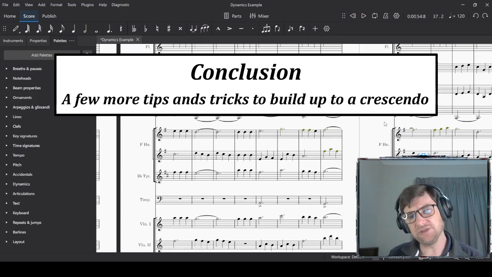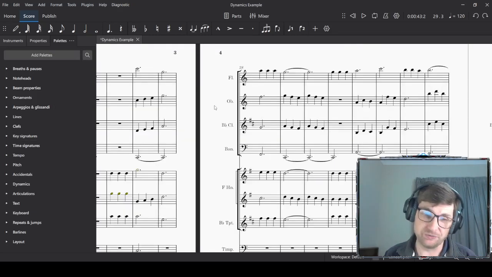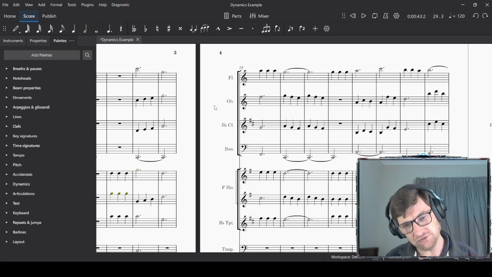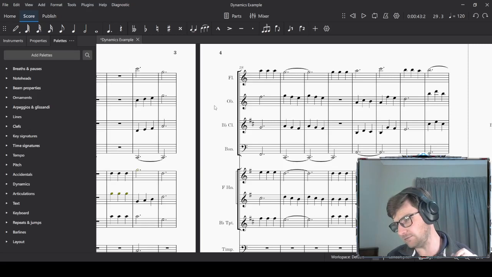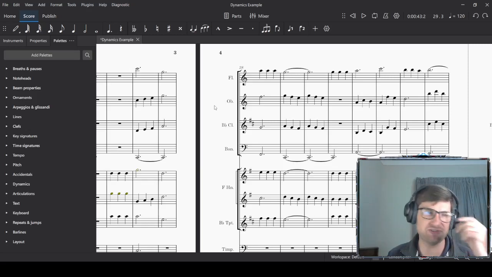If you've been building up for 5 or 6 pages, we've been getting bigger and bigger and bigger, and we need to do that final push. But the problem is, we've run out of steam. And it just doesn't feel like that final push is sounding loud enough.